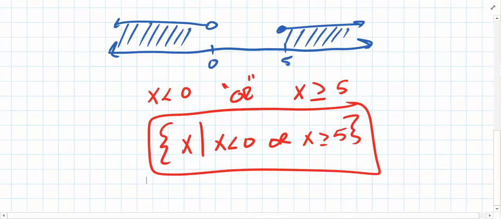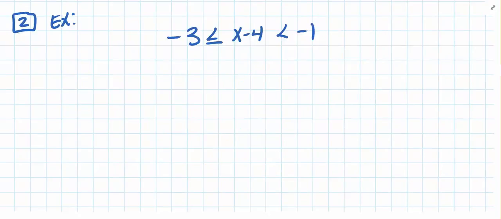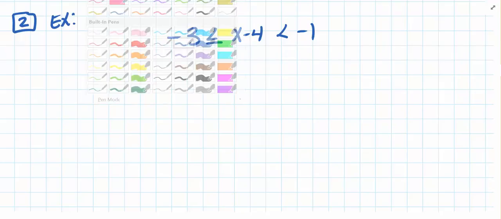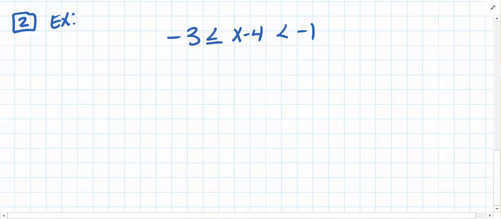Okay, so our task right now is we're going to solve and graph this on a number line. This is a compound inequality. The reason this is a compound inequality is because I have two distinct inequalities joined together at the same time. So you solve this just like you would a normal equation. So if I want to isolate my variable, I'm going to add 4 to all sections of my inequality.